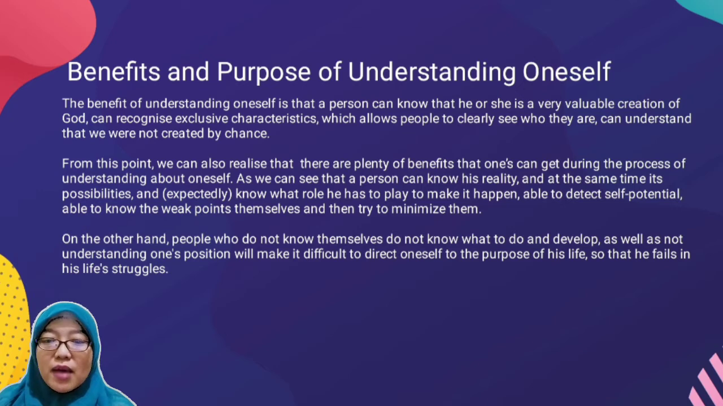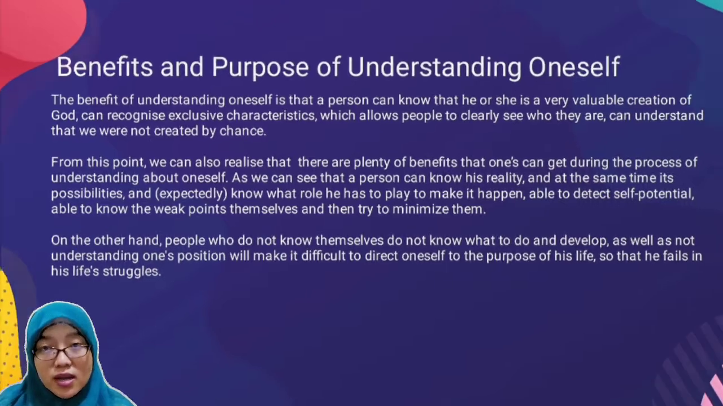As we can see, a person can know his reality and at the same time its possibilities, and expectedly know what role he has to play to make it happen, be able to detect self-potential, be able to know the weak points themselves, and then try to minimize them. On the other hand, people who do not know themselves do not know what to do and develop, and not understanding one's position will make it difficult to direct oneself to the purpose of his life, so that he fails in his life struggles.